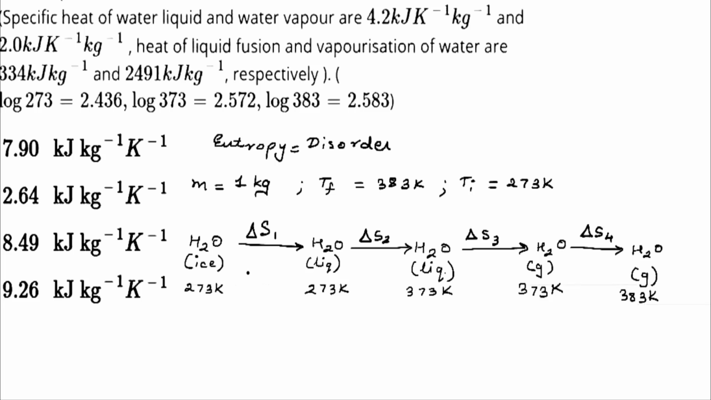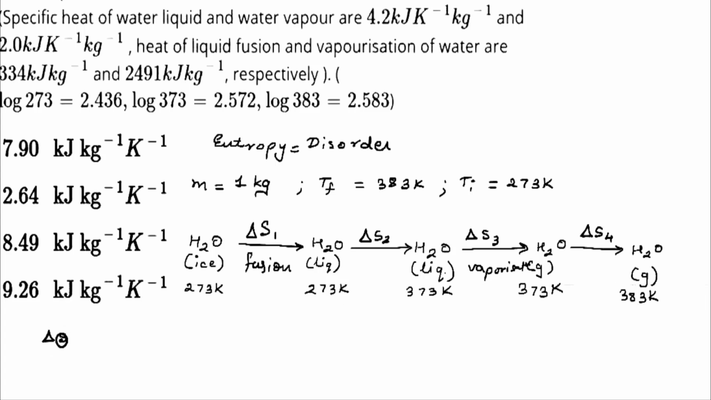Now this one from ice to liquid is that of fusion, isn't it? Then over here it's going to be liquid to liquid. So that would be the product of MS, that is mass into specific heat capacity of water. Then this one is going to be vaporization. And again, this would be gaseous to gaseous. So again, there would be your MS involved. So let us go on.